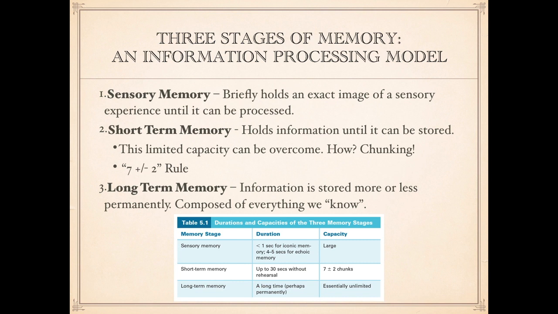The 3 stages of memory in which encoding, storage, and retrieval take place are sensory memory, short-term memory, and long-term memory. Sensory memory, as its name suggests, involves our senses: our eyes, ears, nose, mouth, and skin. It briefly holds an exact image of the information and lasts less than a second for our visual or iconic memory, and 4 to 5 seconds for our auditory or echoic memory. We are usually unaware of our sensory memory.